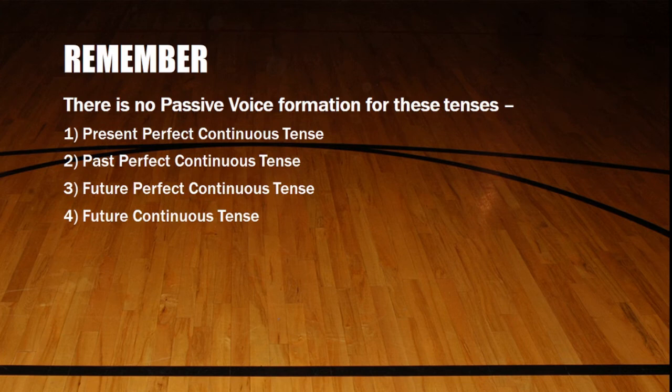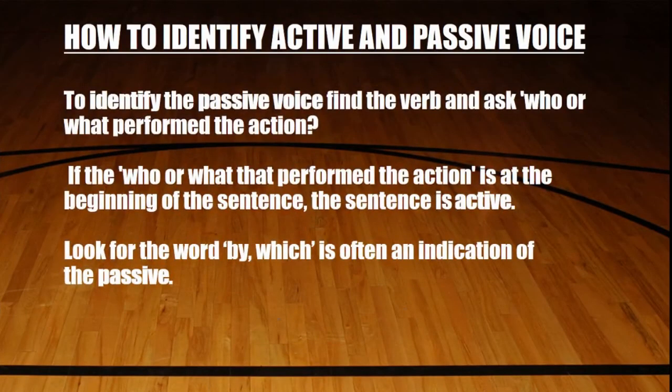And I hope you remember that of course in the future continuous tense as well there will be no passive voice, right? So how do you identify active and passive voice? To identify the passive voice, find the verb and ask who or what performed the action. You remember in the beginning of this video I was telling you that if you want to easily know how to identify the passive voice, you just ask yourself a question, who, right?